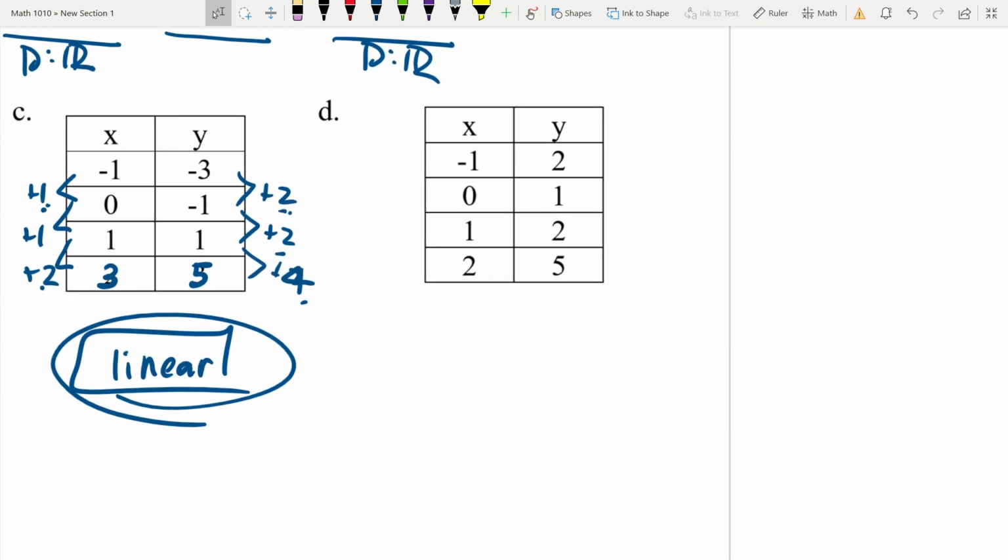Okay, so another thing you could do is you could just graph it. Okay, so look, left 1, up 2, there's a point. 0, 1, there's a point. Positive 1, positive 2, and then positive 2, positive 5. Looks like that, okay? So if I drew a graph that connected those points, it would go like that. So what is it? Talk to me, guys. It's quadratic.